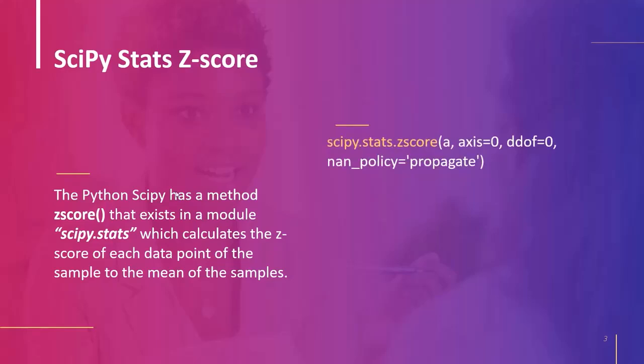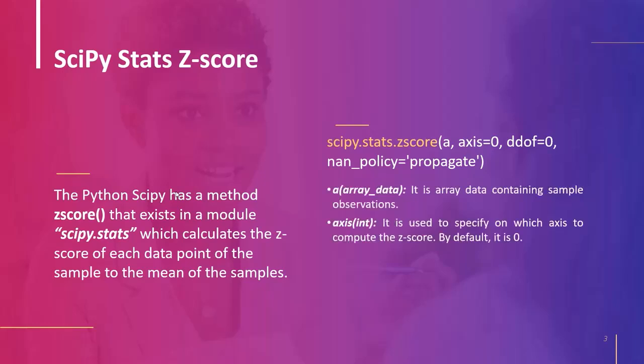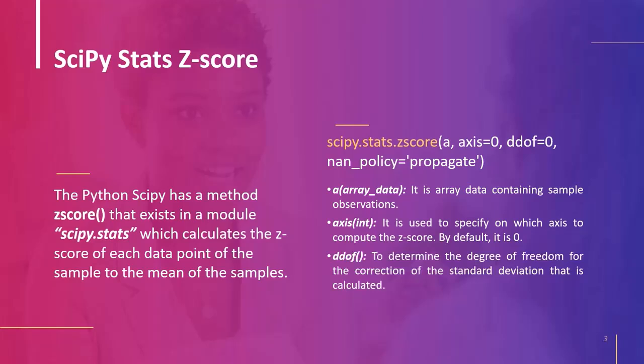scipy.stats.zscore, where the parameters are: a, which is an array-like object containing the sample data; axis, which defines along which axis to compute the z-score. By default, it is 0. If it is None, then it computes the z-score over the whole array a. ddof, which is the degrees of freedom correction in the calculation of the standard deviation. By default, it is 0.